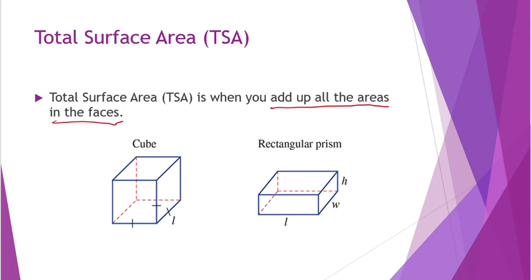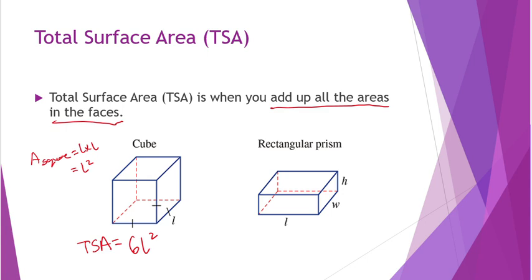Now, the quickest way to find the total surface area of this cube is, because we know that the area of a square is length times length, which is the same thing as L squared, we just multiply this by 6, okay? So that's the quick way.